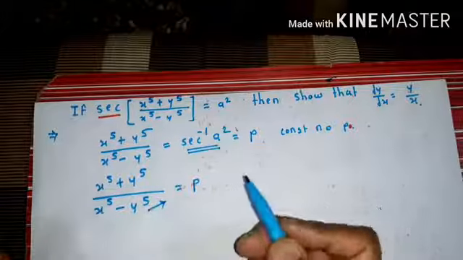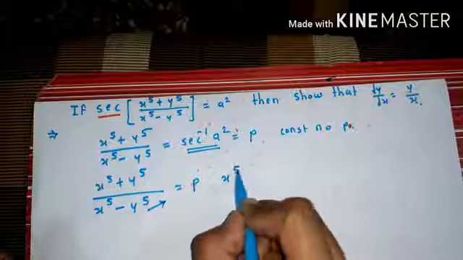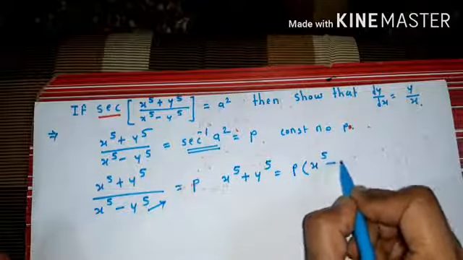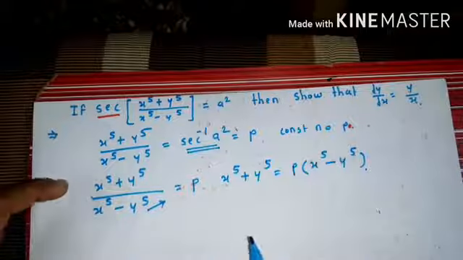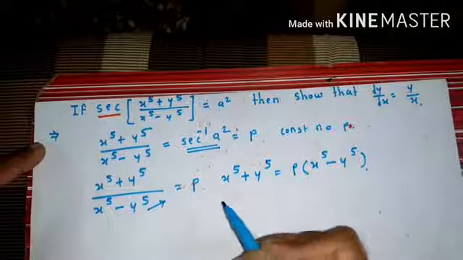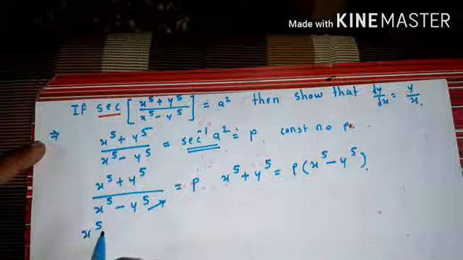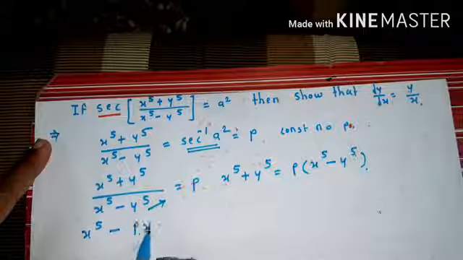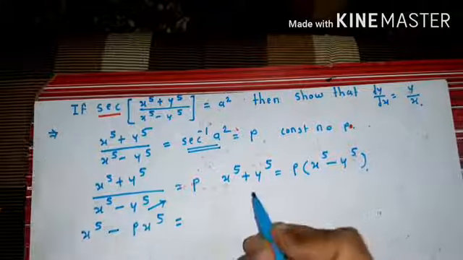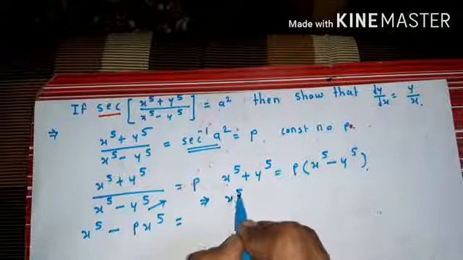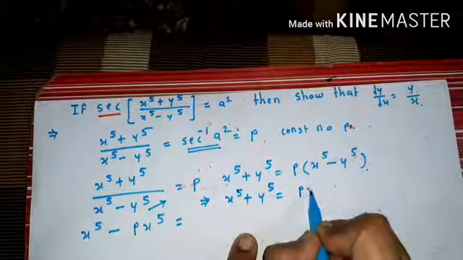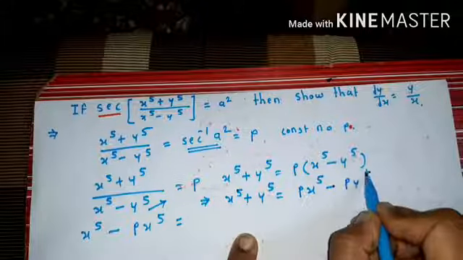Now shift this term to the other side, we get x^5 + y^5 equal to p into (x^5 − y^5). Now we solve the brackets: x^5 + y^5 equal to p x^5 minus p y^5.